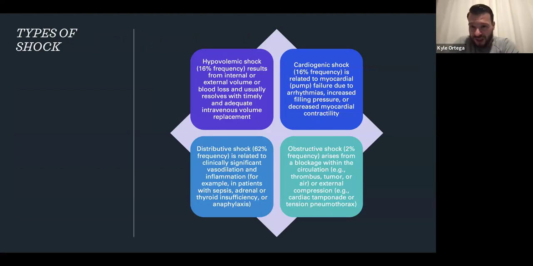Next, cardiogenic shock is related to myocardial pump failure, or heart pump failure, due to arrhythmias, increased filling pressure, or decreased myocardial contractility. So pretty much the heart's not working.